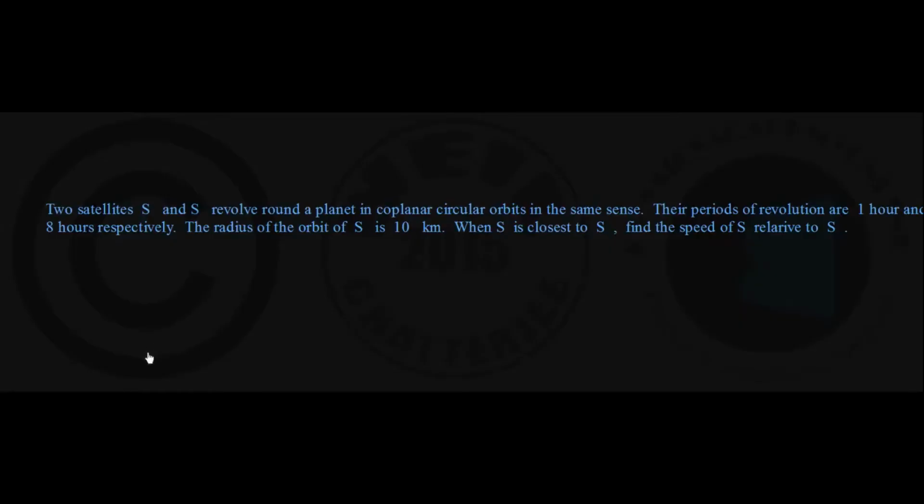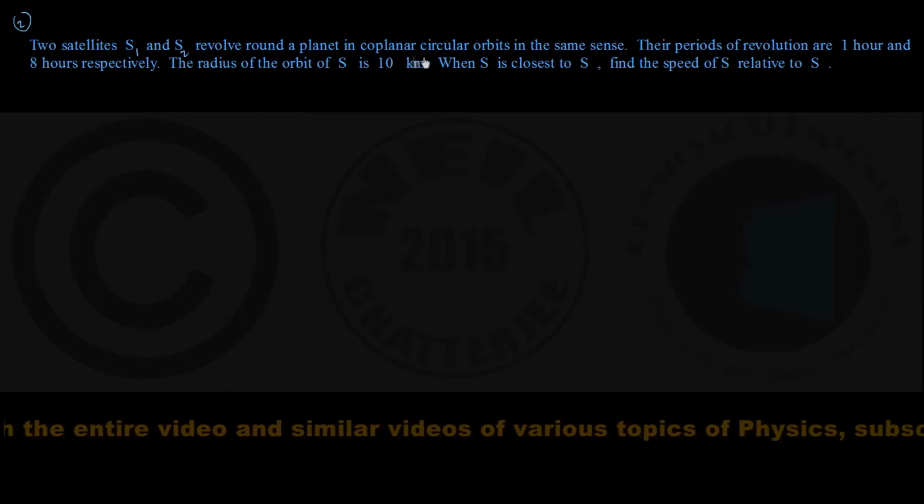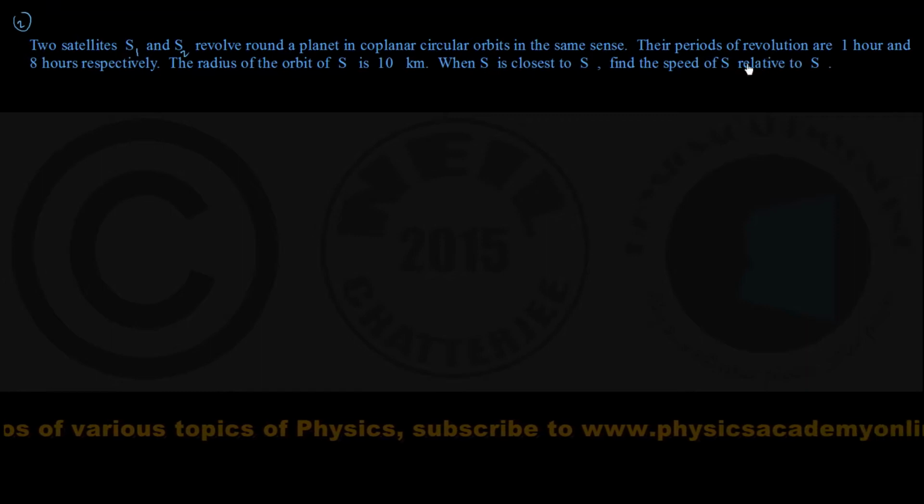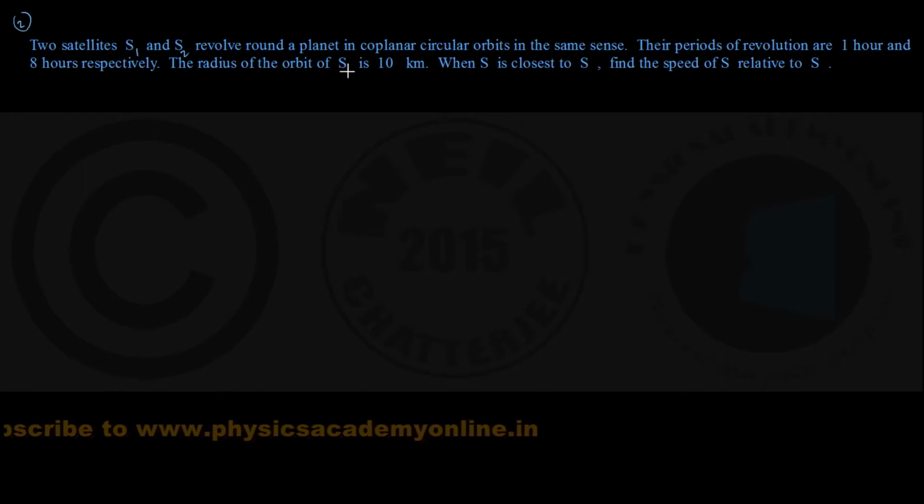Let us move on to the next problem, which is problem number 2 in the lecture. And this one is telling that two satellites S1 and S2 revolve round a planet in coplanar circular orbits in the same sense. Their periods of revolution are 1 hour and 8 hours respectively. The radius of the orbit of S1 is 10 to the power 4 kilometers. When S2 is closest to S1, find the speed of S2 relative to S1. The application of Kepler's third law of planetary motion.